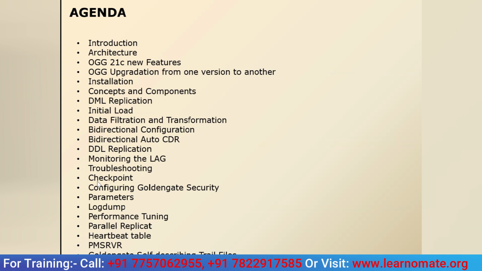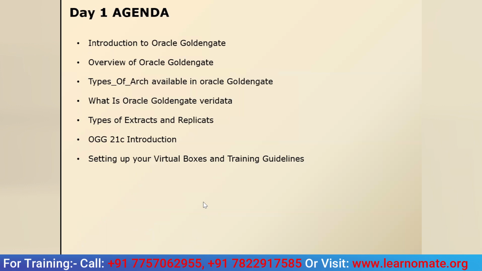So how to perform troubleshooting in GoldenGate, that is one of the major things. So during the training, we'll be discussing configuration, troubleshooting, performance tuning, then checkpoint of GoldenGate, how to configure security in GoldenGate environment. What are parameters and parameter files in Oracle GoldenGate? We'll be discussing about that. Then logdump utility to read the trail files. Then performance tuning, as I mentioned, parallel replicat, which is a new feature, heartbeat table, again a new feature, performance metrics server, GoldenGate self-describing trail files, and much more than that we'll be discussing in this training.